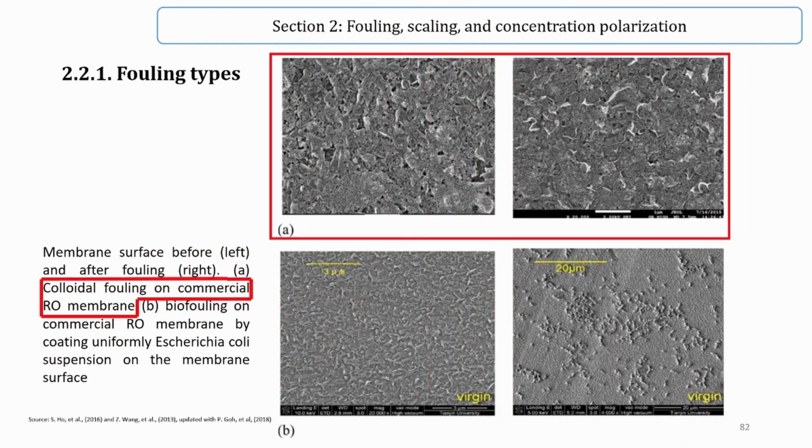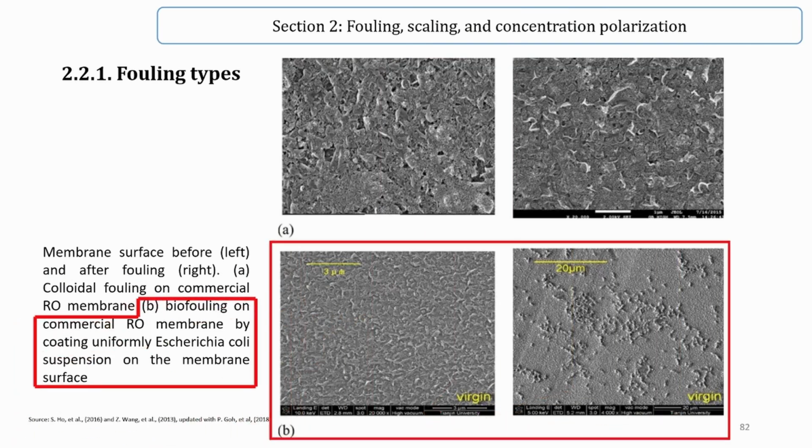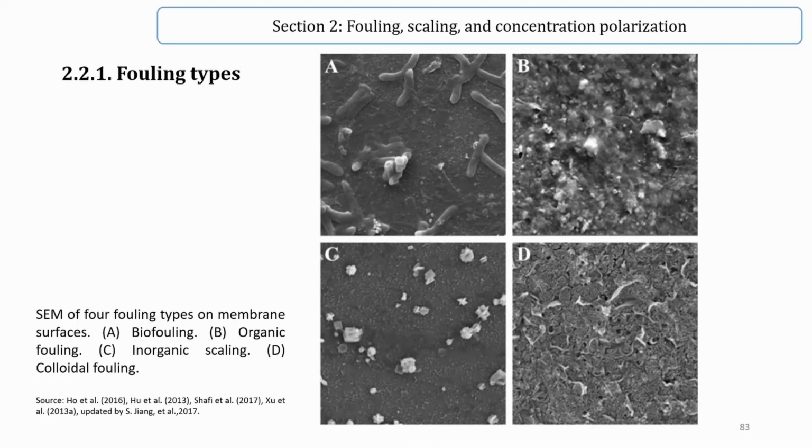In this image, you can see colloidal fouling on a chemical reverse osmosis membrane before and after fouling, and in the bottom image, biofouling on a chemical reverse osmosis membrane surface is illustrated. In this image, the different types of fouling are illustrated, and you can compare them. A. Biofouling, B. Organic fouling, C. Inorganic scaling, and D. Colloidal fouling.